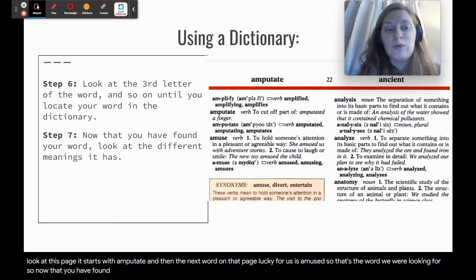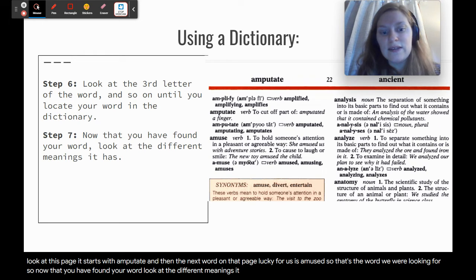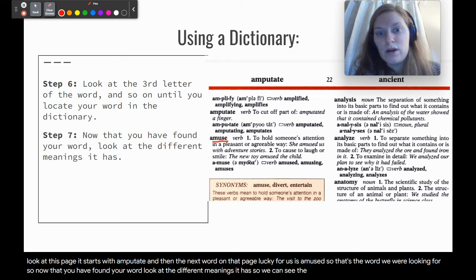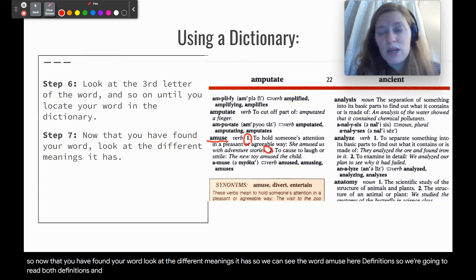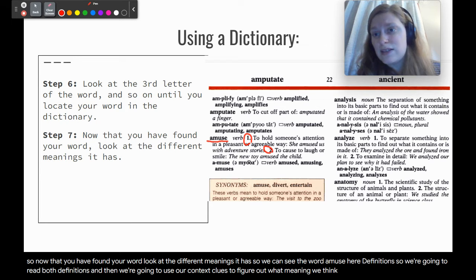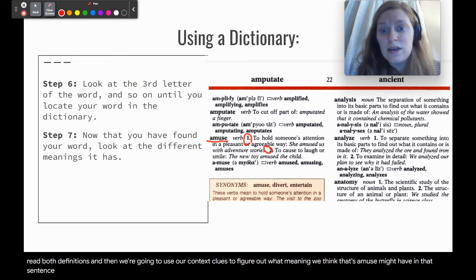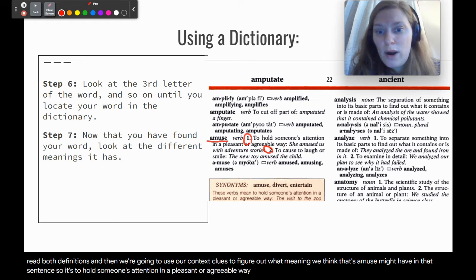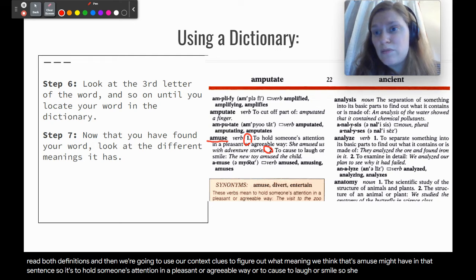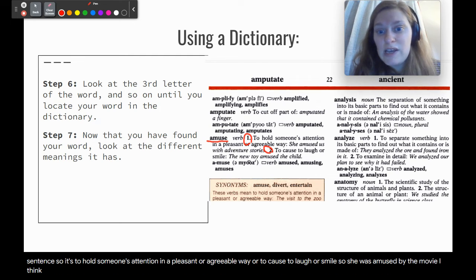So now that you have found your word, look at the different meanings it has. So we can see the word amuse here, and I can see that it's got two definitions. So we're going to read both definitions, and then we're going to use our context clues to figure out what meaning we think that amuse might have in that sentence. So it's to hold someone's attention in a pleasant or agreeable way, or to cause to laugh or smile. So, she was amused by the movie. I think it might be the second one, to cause to laugh or smile.